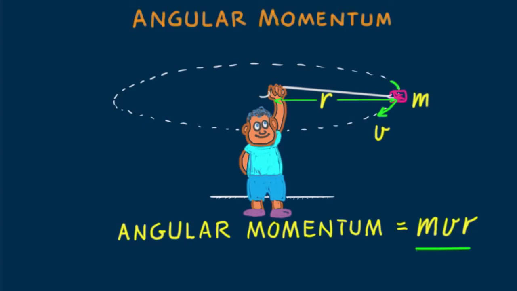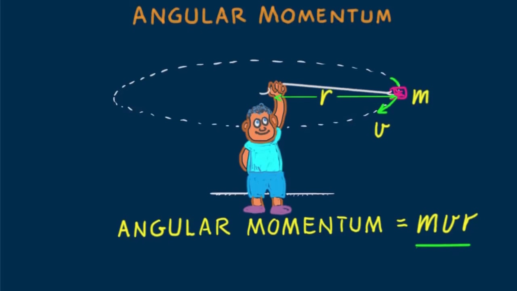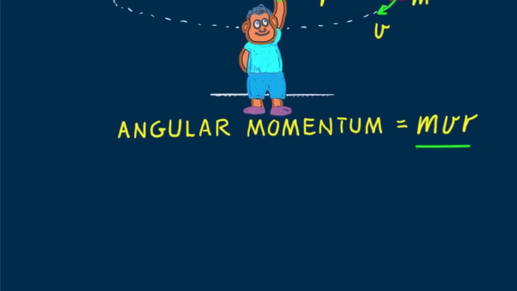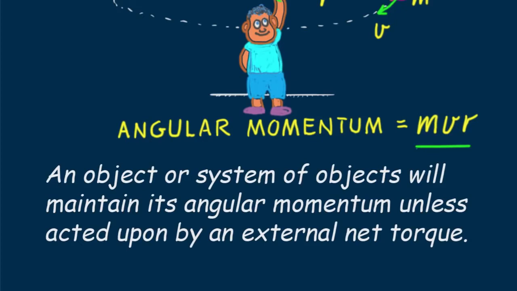And just as a net force is needed to change linear momentum, a net torque is needed to change the angular momentum of an object. Phil Physiker says it well. An object or system of objects will maintain its angular momentum unless acted upon by an external net torque.